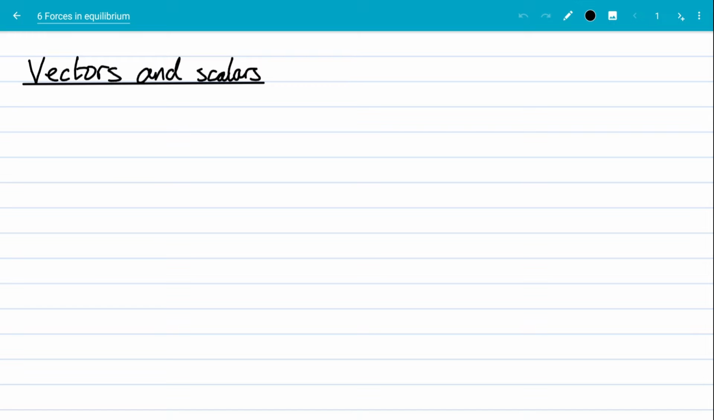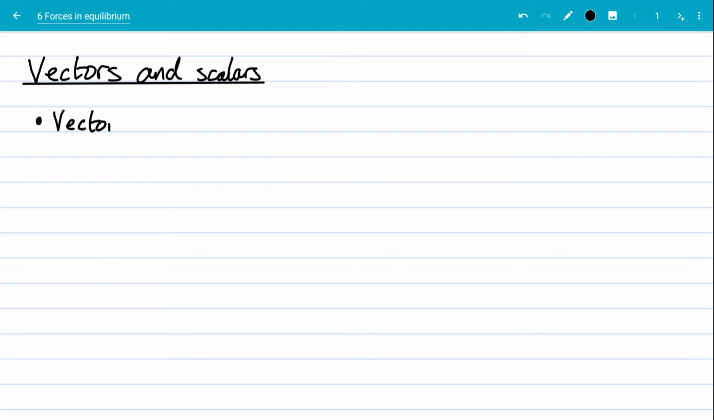So yes, we know some of the basics from GCSE, the idea that vectors have a direction as well as a magnitude, whereas scalars don't have a direction. Scalars just have a magnitude. Might as well get this in the notes so that we've got it there.